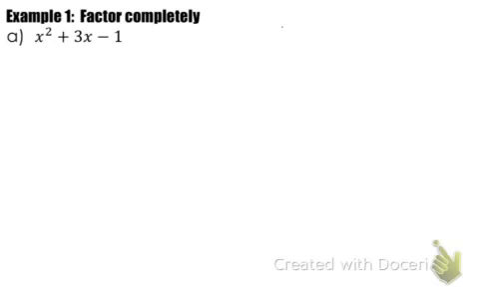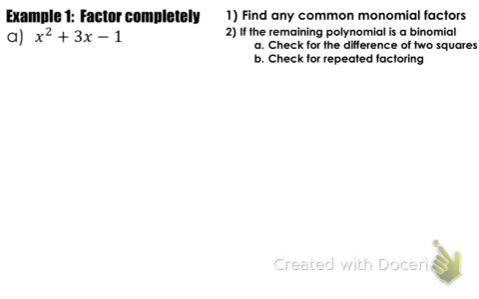So let's say you're given a quadratic of x squared plus 3x minus 1. When you're factoring completely, you always want to check to see if there are any common monomial factors, or the GCF. It looks like in x squared plus 3x minus 1, the greatest common factor is 1. The second step normally is, if you have factored out a GCF and the polynomial is a binomial, you have to check for the difference of two squares, which we'll talk about later in parts 2, 3 and 4, and then check repeating factors. Since we didn't factor anything out other than 1, we're going to skip to step 3.